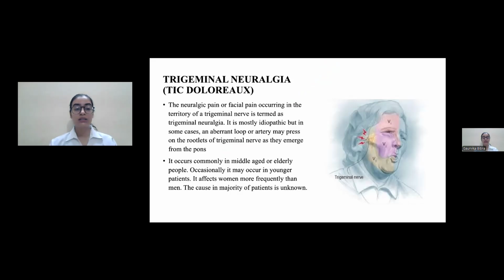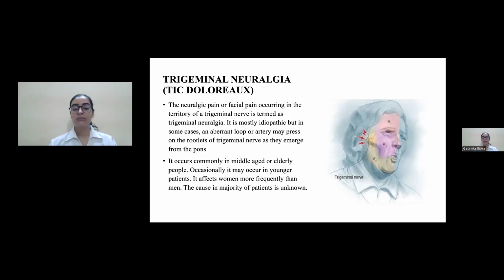The neuralgic pain or facial pain occurring in the territory of the trigeminal nerve is termed trigeminal neuralgia. It is mostly idiopathic, but in some cases, an aberrant loop of artery may press on the rootlets of the trigeminal nerve as they emerge from the pons. It occurs commonly in middle-aged or elderly people. Occasionally, it may occur in younger patients, and it mostly affects women more than men.